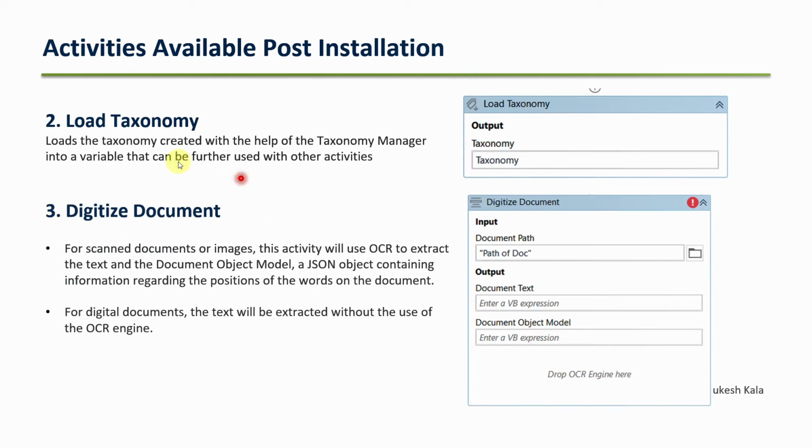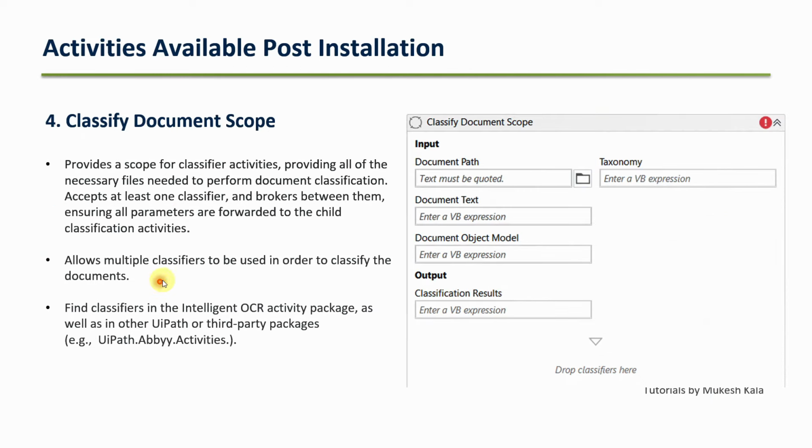Next, whatever you have defined, you need to load it. That's why you have an activity called Load Taxonomy. Then, once you have loaded the taxonomy, you don't know whether the document is a scanned PDF or a native PDF, so we need to digitize. Once it is digitized, the next step is classification. You need to classify whether it is a passport, a receipt, or something else. All of that classification happens in the classify step.